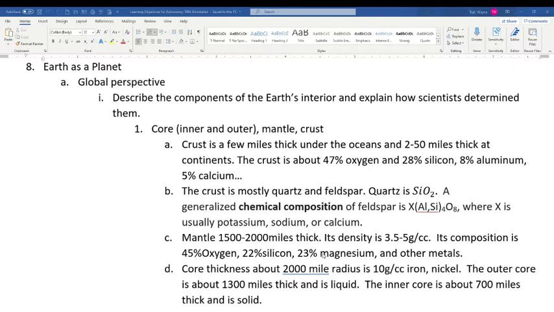And finally, you get to the core. The core's thickness is about 2,000 miles overall. So the Earth's radius is about 4,000 miles, or its diameter is about 8,000 miles. The outer core is about 1,300 miles thick, and it's liquid. And the inner core is about 700 miles thick, and it's solid. The core is mostly just iron and nickel.